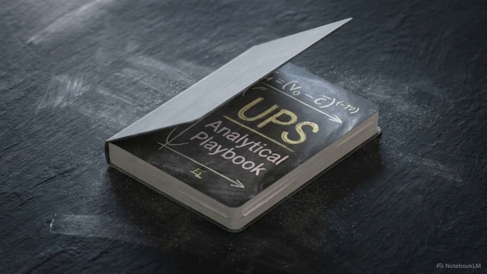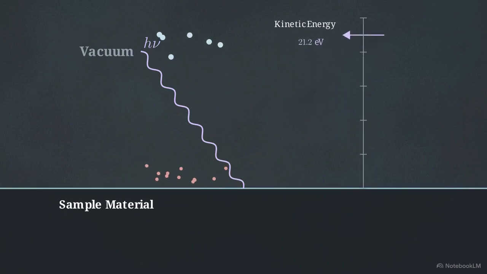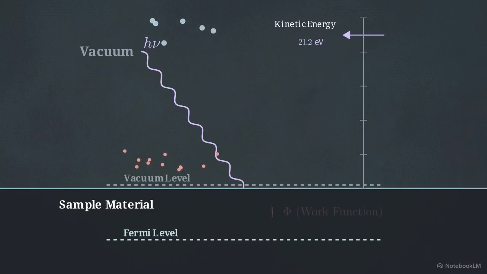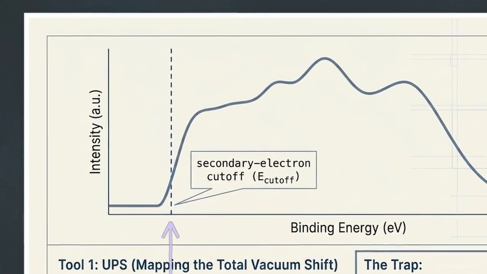The first instrument in our analytical playbook is Ultraviolet Photoelectron Spectroscopy, or UPS. UPS works by firing ultraviolet light at the sample and measuring the exact amount of energy required for the highest energy electrons to completely escape the material and enter a vacuum. This chart shows a standard UPS spectrum. The critical metric is the secondary electron cutoff on the left. A lateral shift in this threshold directly tells us how much the sample's overall work function has changed.